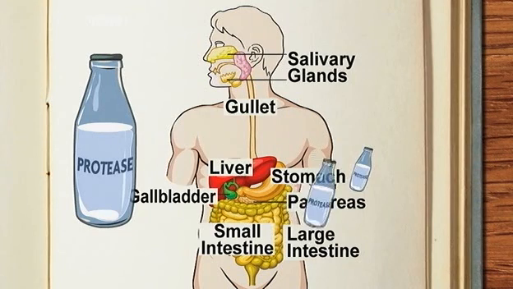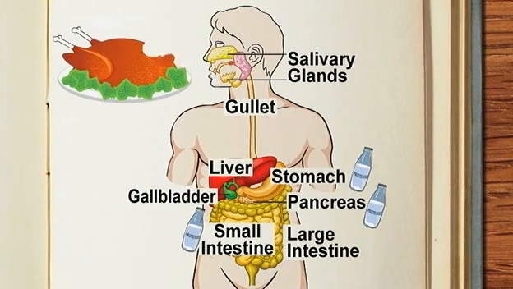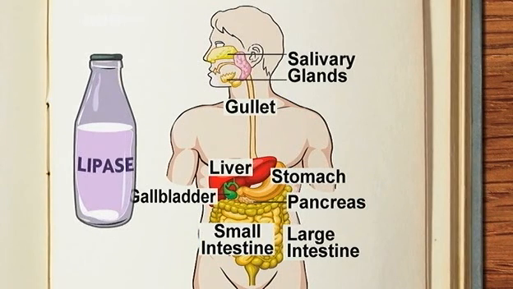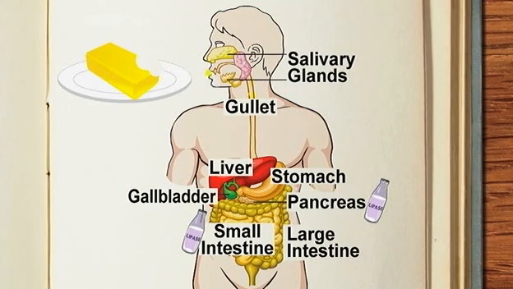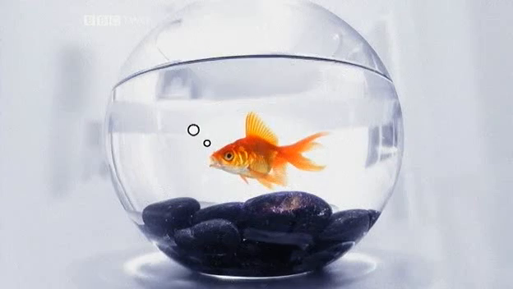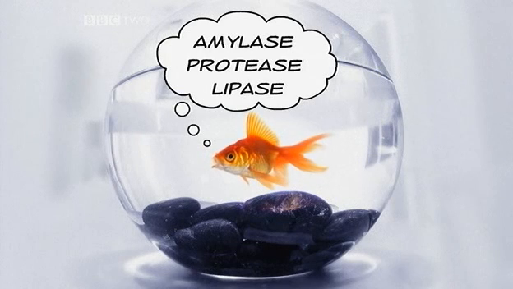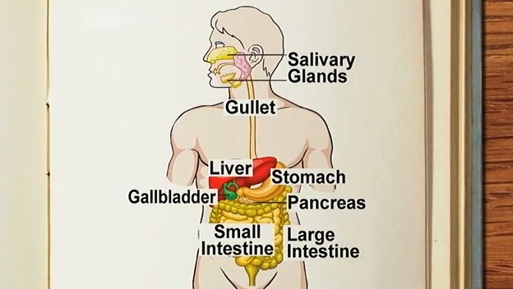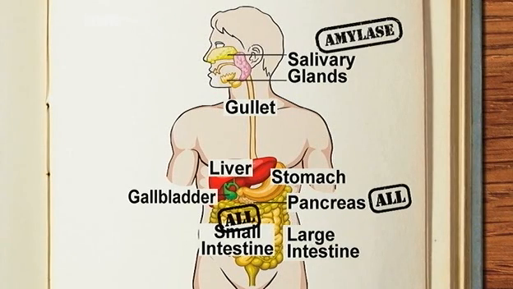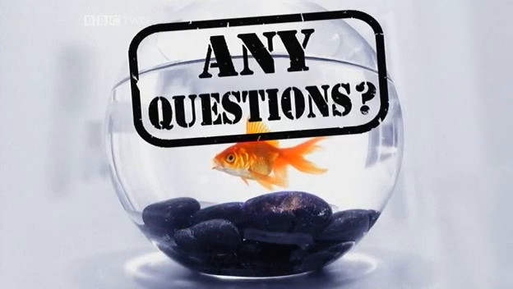Protease is produced in the stomach, pancreas and the small intestine. Protease breaks down proteins into amino acids. And lastly, lipase. Lipase is produced in the pancreas and small intestine. Lipase breaks down lipids, oils and fats, into fatty acids and glycerol. Amylase, protease and lipase. Only 3 to remember. All 3 enzymes are produced in the pancreas and small intestine. And then, in addition, amylase is produced in the salivary glands and protease is produced in the stomach.